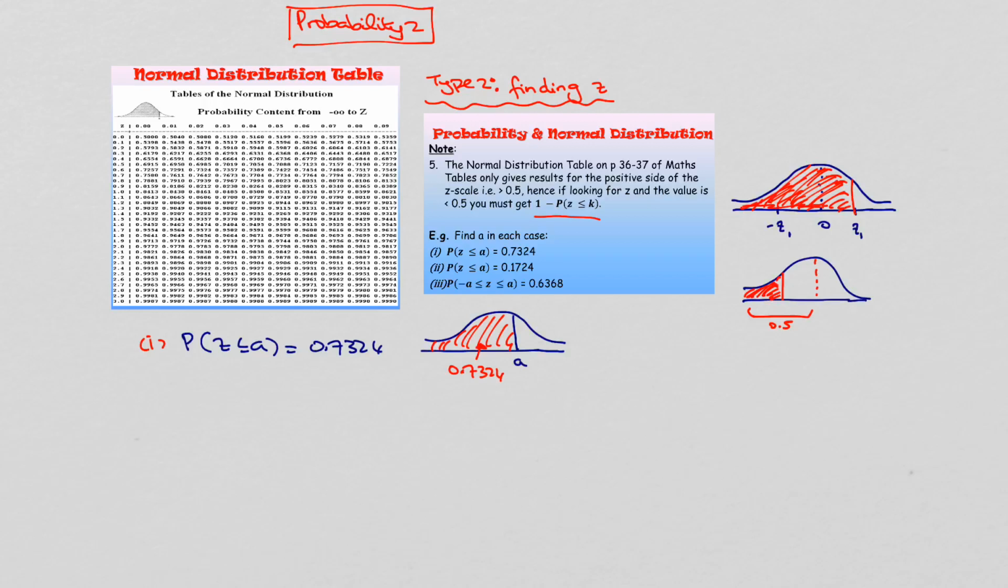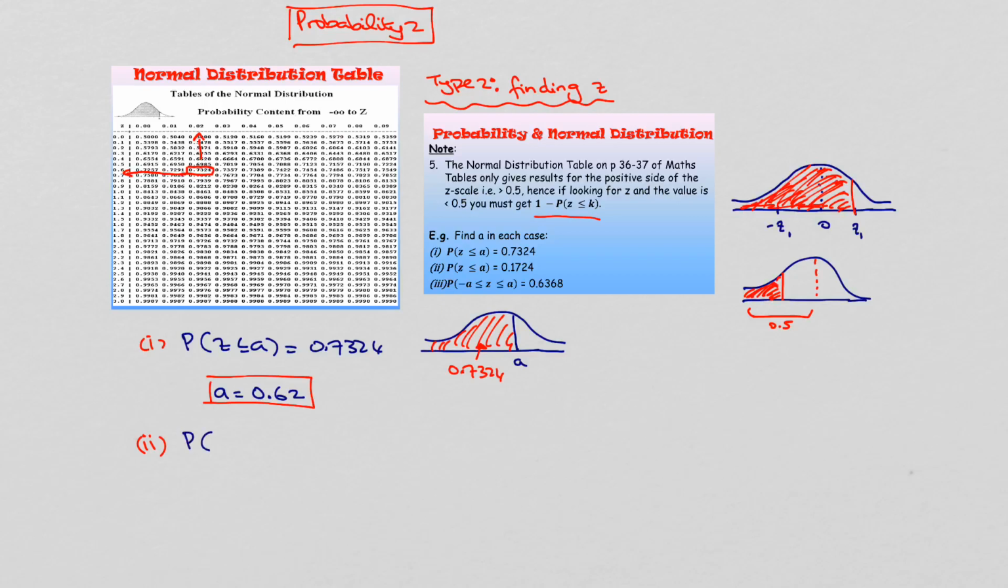Okay, so to do that we have to go to our tables, and rather than looking at the z-score down the side, what we're going to have to do is try and actually find the probability. So 0.7324, so 7324, so there it is there. Okay, so that means if I go across, I have 0.6, and if I go up, I have 0.02. So therefore, a must be equal to the z-score 0.62. Okay.